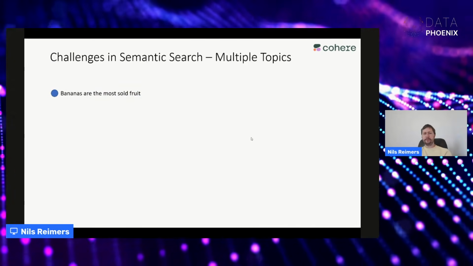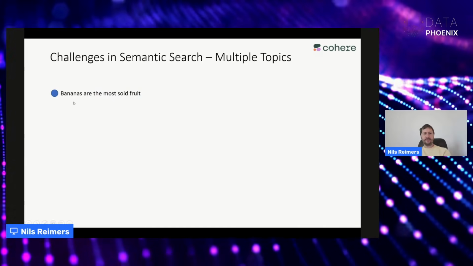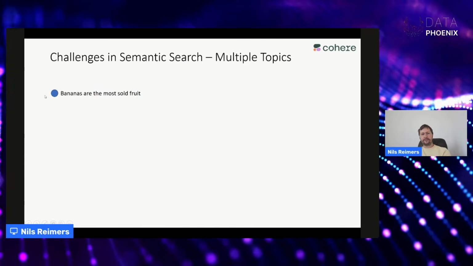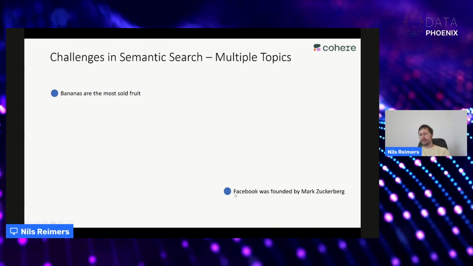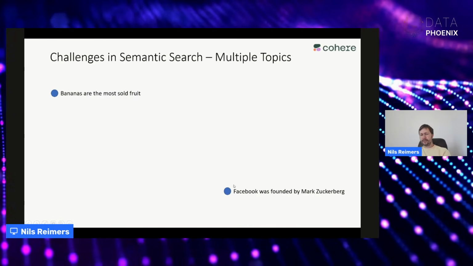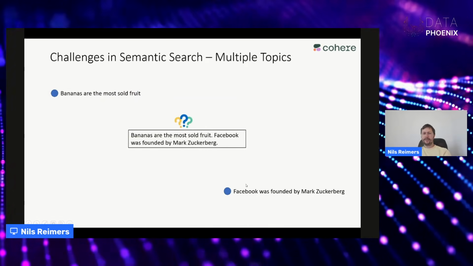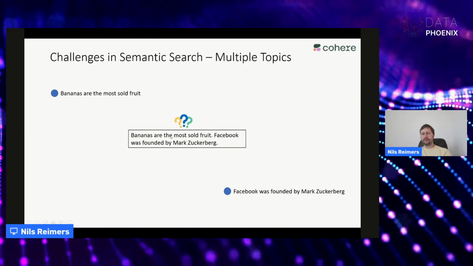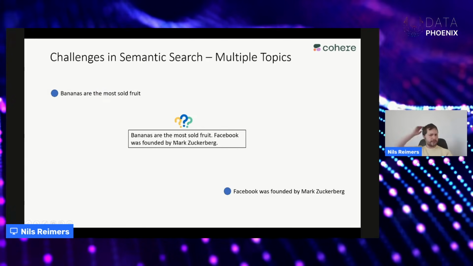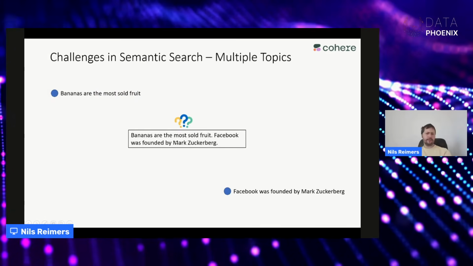One issue is multiple topics. If you have a text like "Bananas are the most sold fruit," you project it in the vector space like this. If you have a text like "Facebook was founded by Mark Zuckerberg," it's projected in the vector space like this. And now you have a text, "Bananas are the most sold fruit. Facebook was founded by Mark Zuckerberg." The question is, where should you put this text?